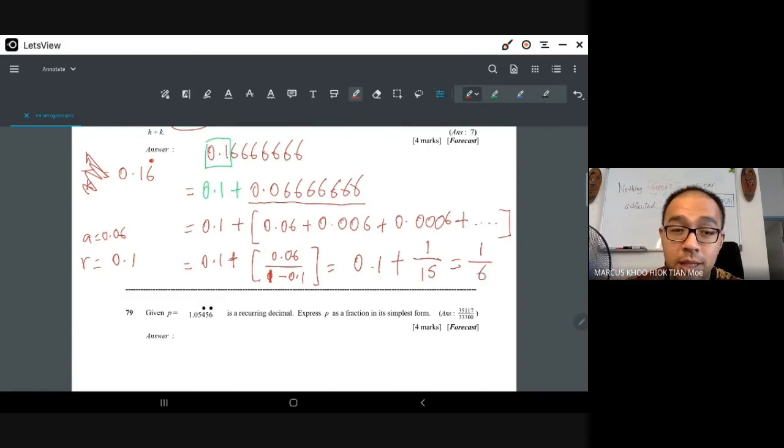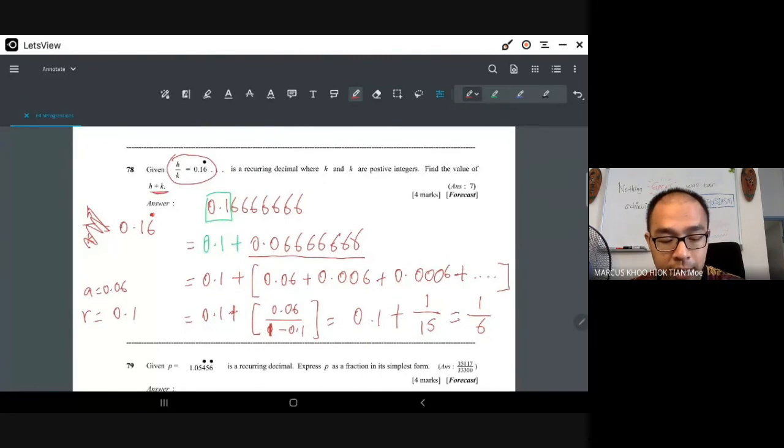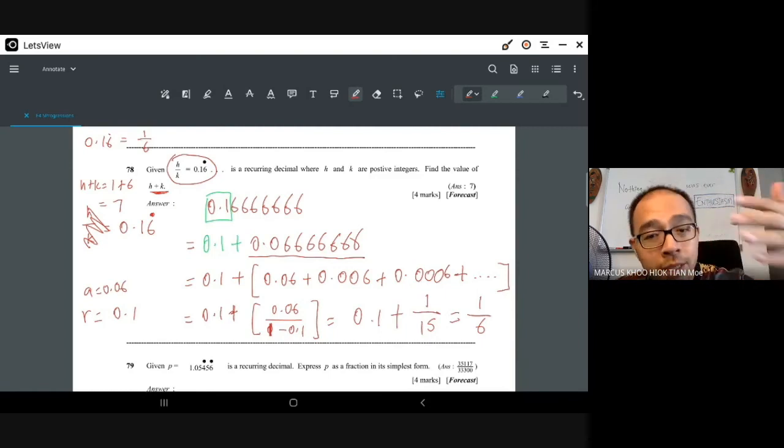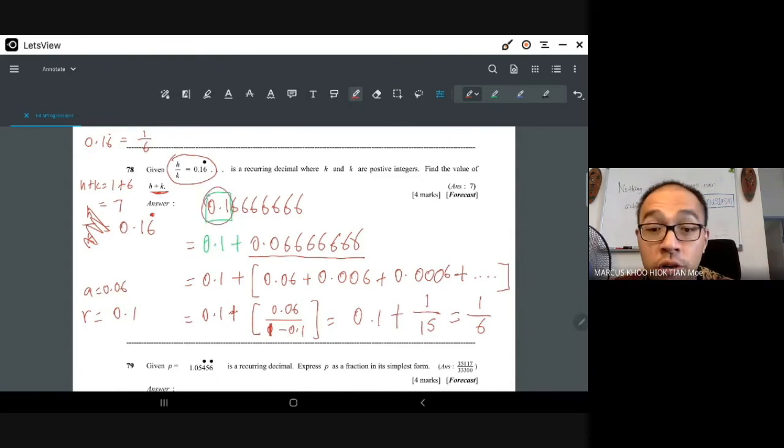The question says, find the value of h plus k. So we find that 0.16 dot is actually equal to 1 over 6. So h plus k equals 1 plus 6, which equals 7. So in terms of this sum to infinity, actually it's not that difficult. There are not that many hard questions that can be asked. You just have to get used to finding out what is the A and what is the R, especially if we have a number that is not repeated.